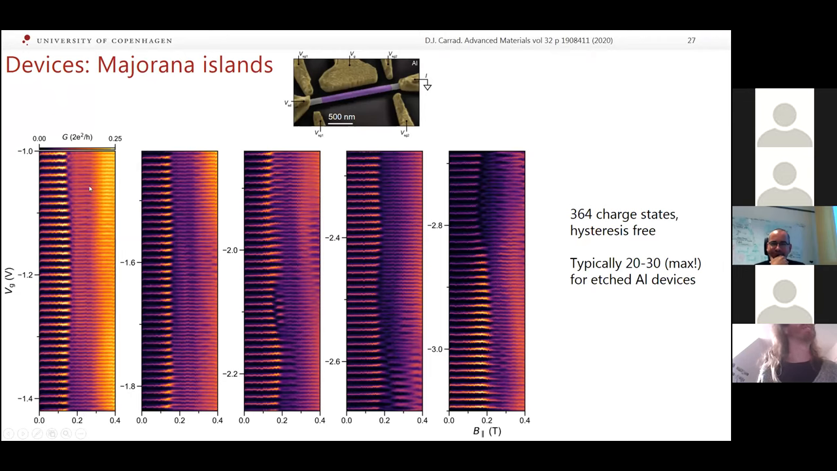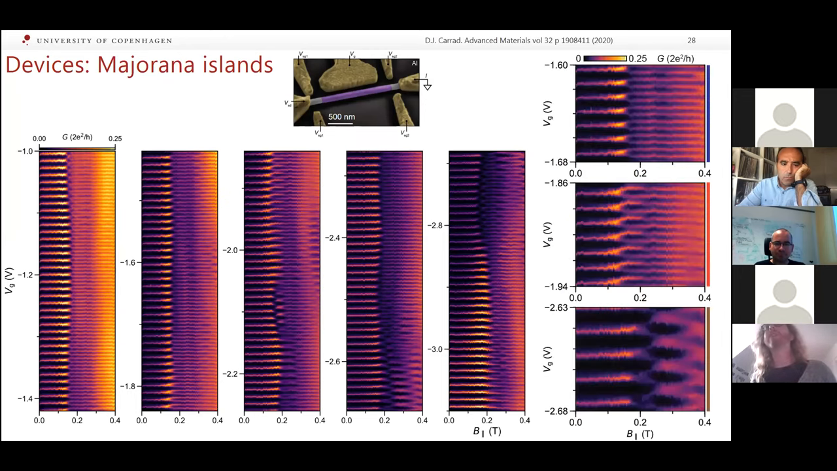But essentially, now we can start to see, instead of having 20 or 30 charge states, now out to 364 individual charge states without any hysteresis or major switching events in our device. Now we can start to look at all sorts of different features without risking our devices switching.